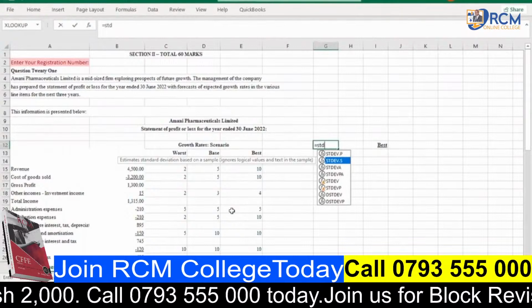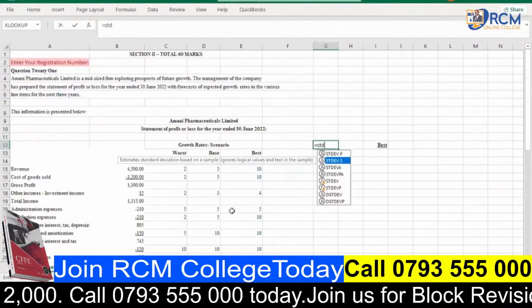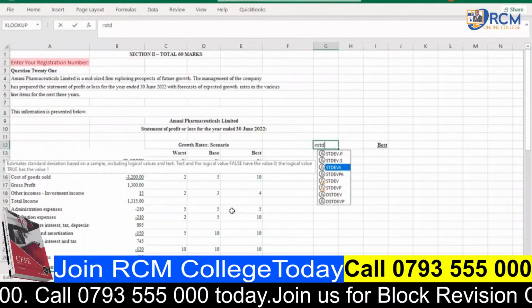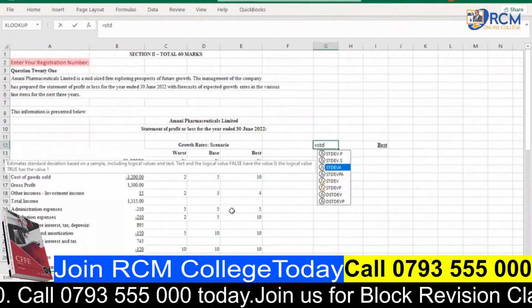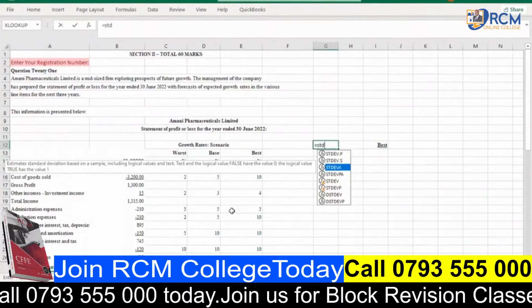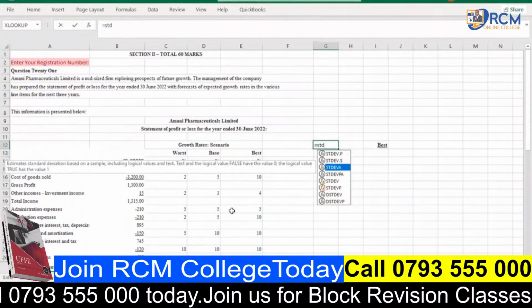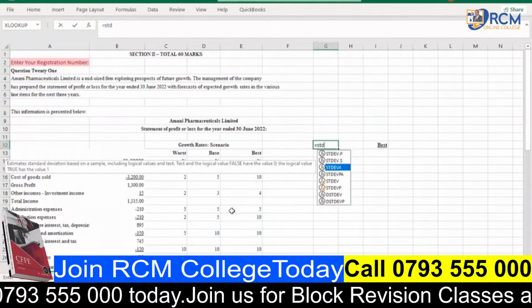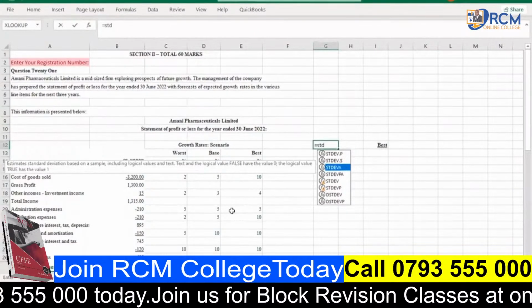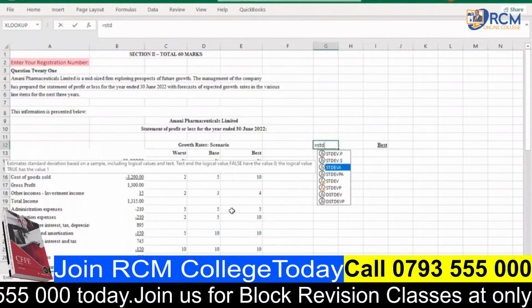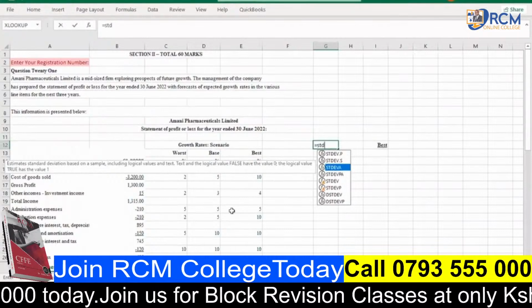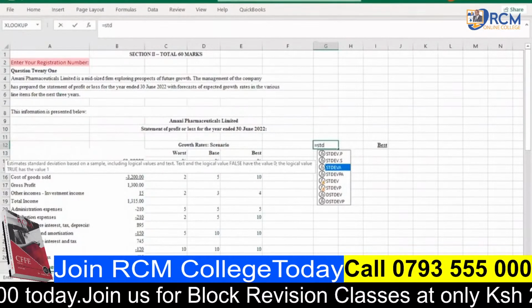Then let's go to standard deviation A. Down there, we are being told: estimate standard deviation based on a sample. So let's see, standard deviation A computes the standard deviation of a selected sample. So that one is correct.